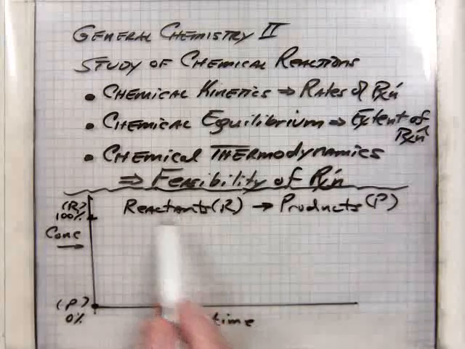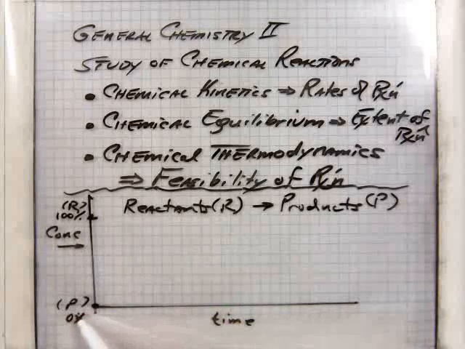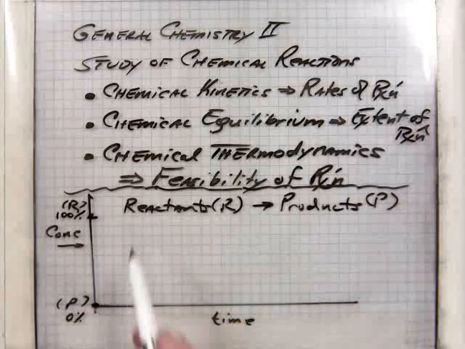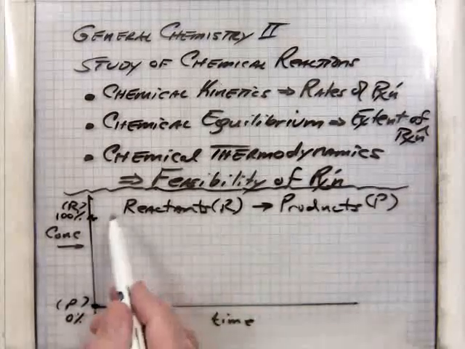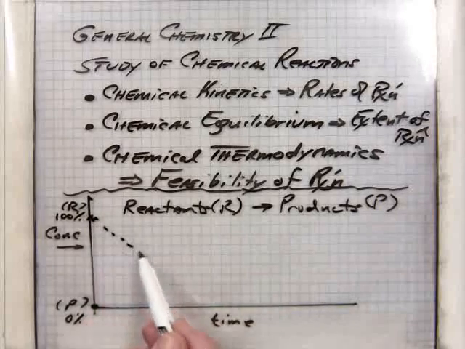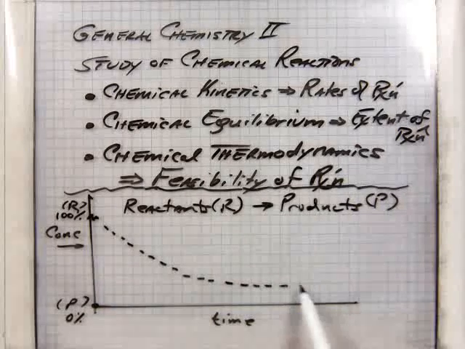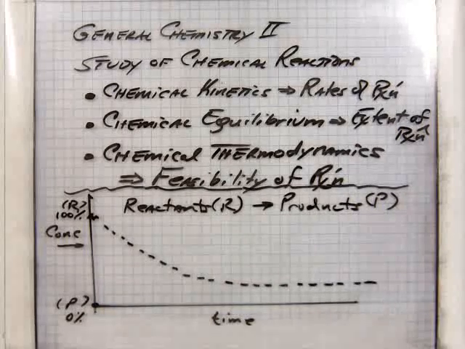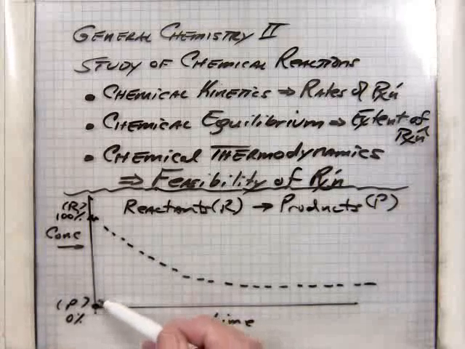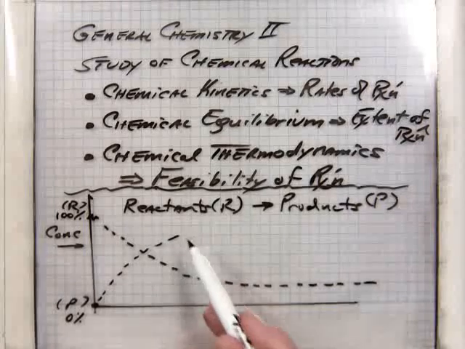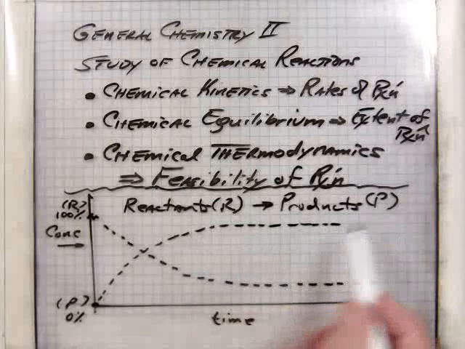Well, what happens to the concentration of reactants logically, and what happens to the concentration of products logically? The reactants are going to go down because the products are going to be made out of the reactants. So we'll see a trend of this generic type, and proceed like that. Whereas the products being formed from the reactants will increase in concentration over time and form a trend like this.